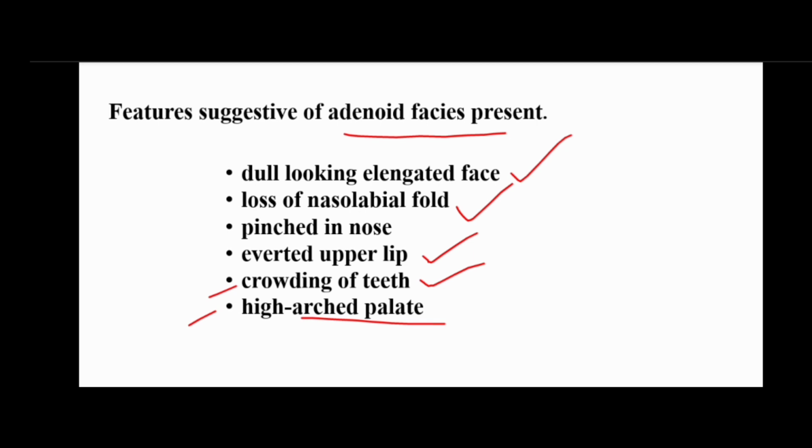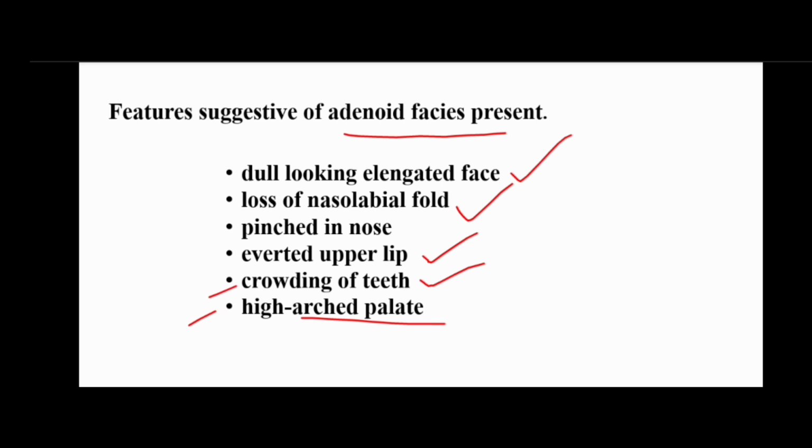In this, the face of the child is dull looking and elongated, with loss of nasolabial fold, pinched nose, everted upper lip, crowding of teeth, and high arched palate. This is one of the most important viva questions: what features suggest adenoid facies, present or not? If it is present, the adenoid is involved. If it is not, only tonsillitis is present.